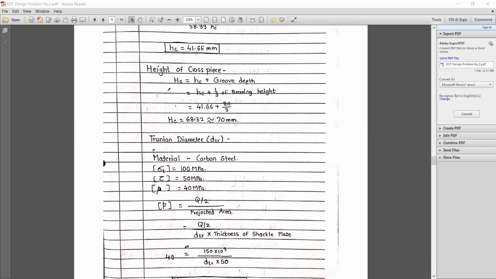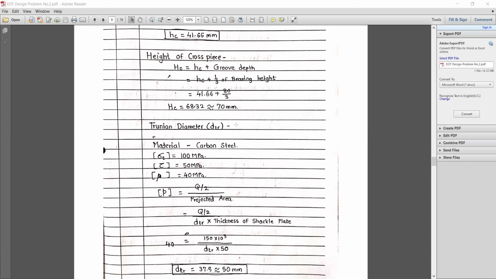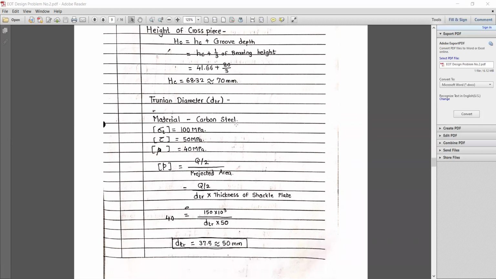Okay, so the 1/3 height of the bearing we have considered for the groove, so that is sufficient for placing the bearing in a proper position. So 41.66 plus 1/3 of 80, what we get is 68.32. We are just modifying it to 70 mm.